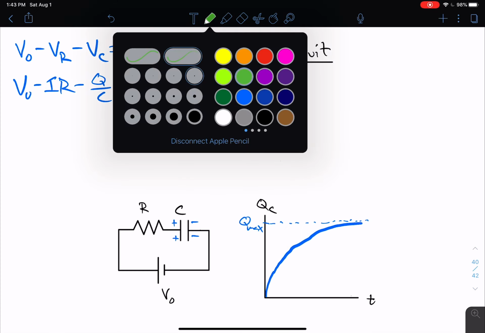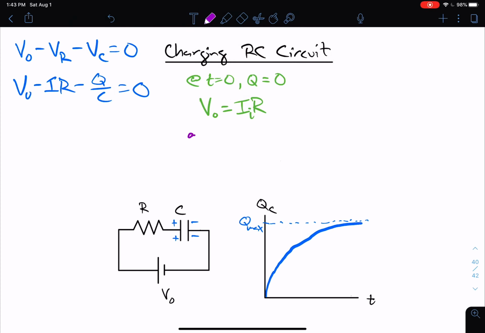Let's look at a different situation. We'll look at when t equals infinity. In that case, Q is going to equal Q max. Now, it's important to remember that I is delta Q over delta t. So the slope of this graph tells me the current. You can see that up here, this is flattening out. The slope is going to 0, so the current is going to 0.